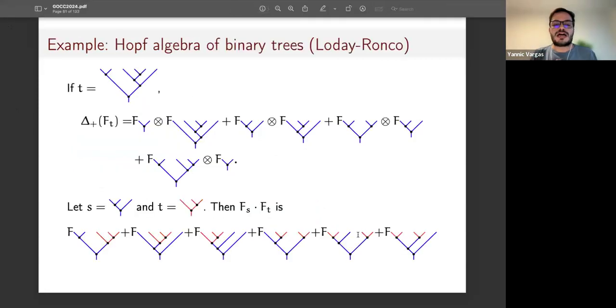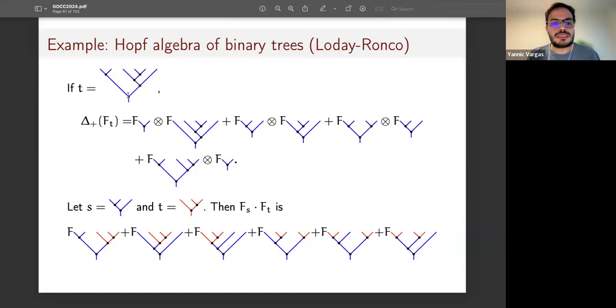For example, we have a Hopf algebra of binary trees. Here I'm just showing you an example of the product and the coproduct. If we want to be very, very formal, this is the dual of the original Hopf algebra given by Loday and Ronco. So let me start with the coproduct.